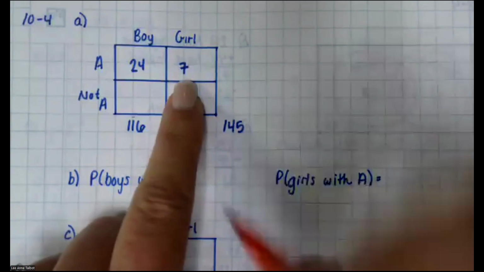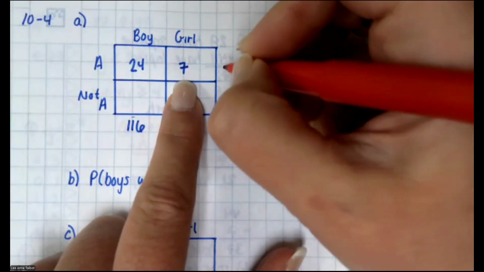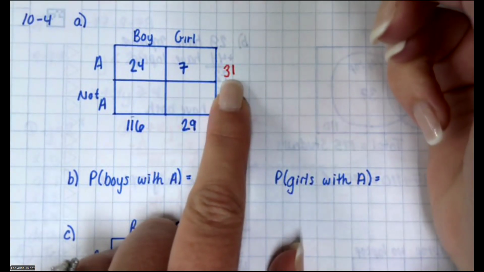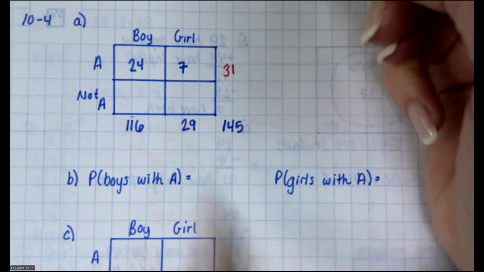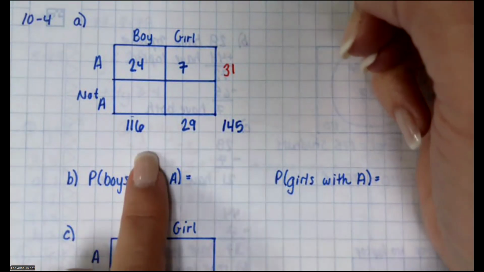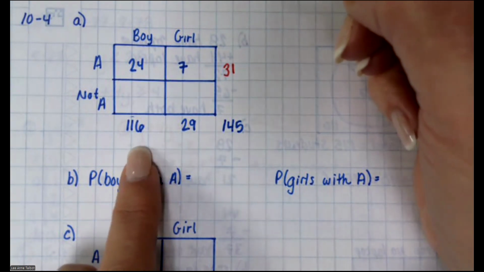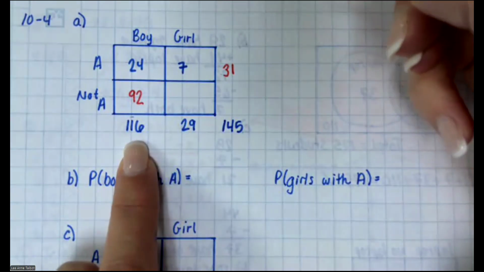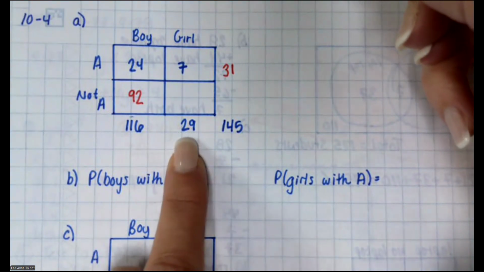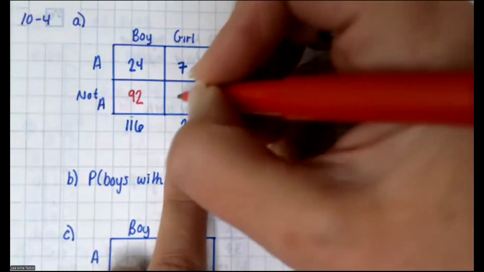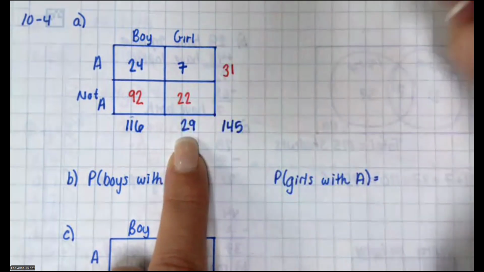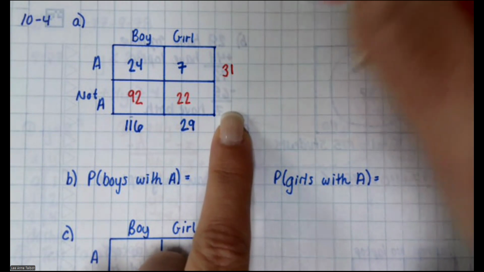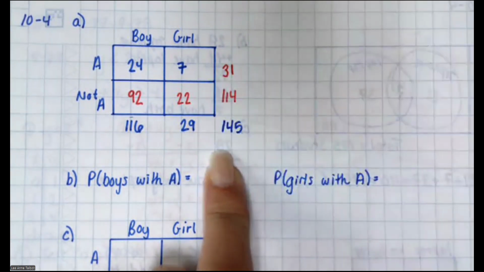Okay, so 24 plus 7 is 31. So this total with A's is 31. What else can I do? 116 minus 24, so there's 92 boys that don't have A's. 22 girls that don't have A's. And then how many total students don't have A's? 114. Beautiful.